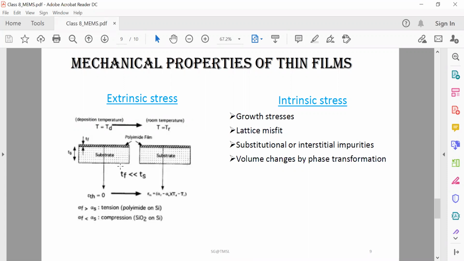So these are the extrinsic stress and intrinsic stress that I have told you. Those are sometimes responsible for some changes in the properties of the device, because if they are not matched, then there is a deformation of the structure, because of the inherent developed stress, which may be intrinsic or may be extrinsic due to mismatch.